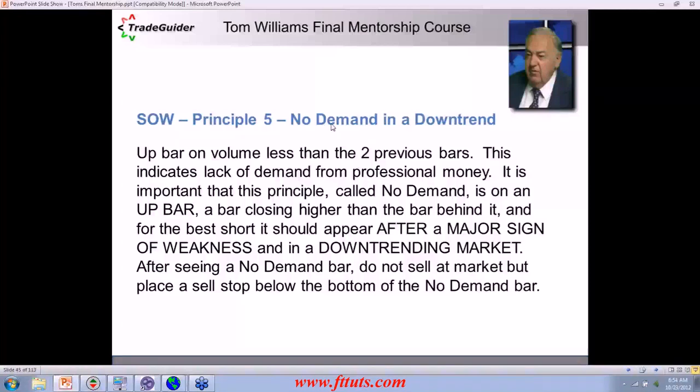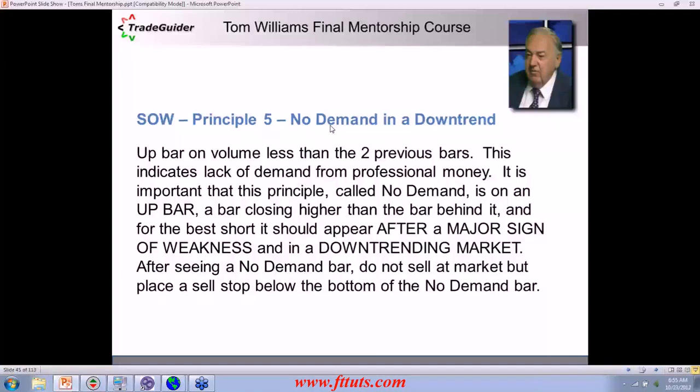So, no demand in a downtrend. This is really where you find it easy to make money using VSA, because once the market begins to fall, it will go up, obviously, because the market maker holds it up. But if it goes up, and as it's trying to go up, the volume is declining less than the previous 2 bars, we call this no demand. And it works especially well after you've had some sort of sign of weakness, like the buying climax or the end of a rising market. So Tom, no demand, one of the key principles of VSA. Can you explain it?